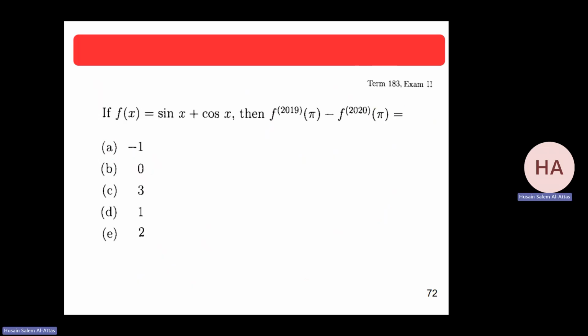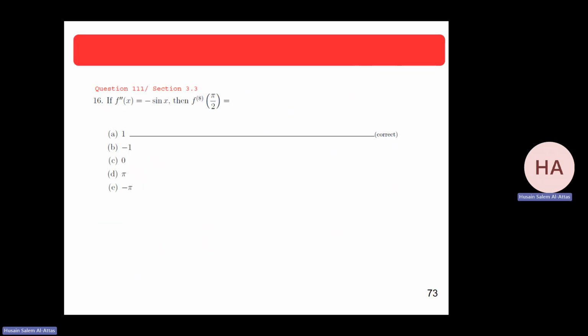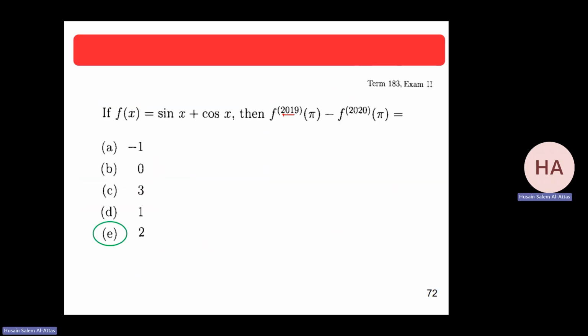Sine x plus cosine x, you want the 2019. Okay. So what will happen? Let me do the first derivative. That will be cosine minus sine. The second derivative, that will be minus sine minus cosine.